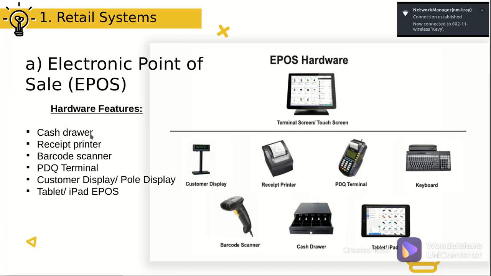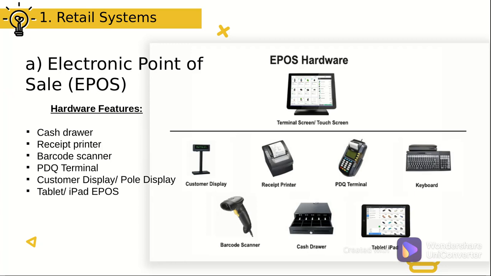The first one is the cash drawer. The cash drawer is a lockable metal drawer that stores cash. The EPOS system controls whom and when a cash drawer is opened, and therefore it reduces the possibility of employee theft. So meaning that it depends on which user is identified or logged in by the system so that this drawer can be opened or closed, and at which particular times.